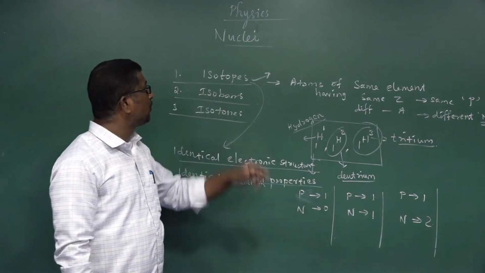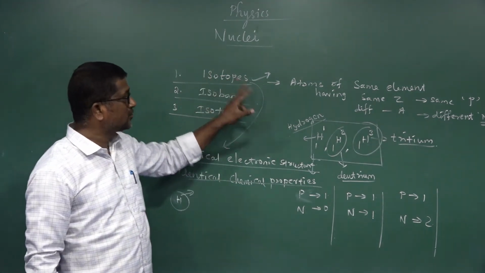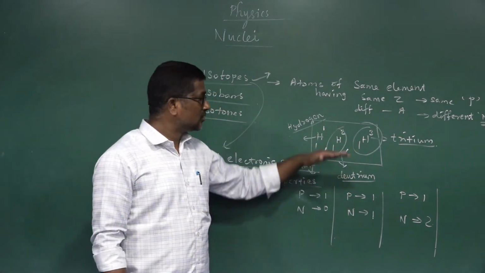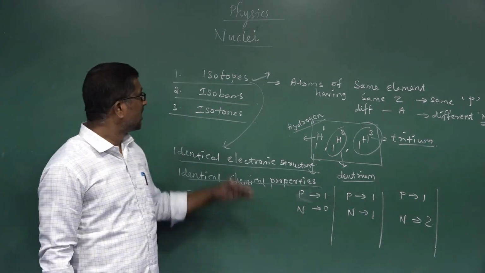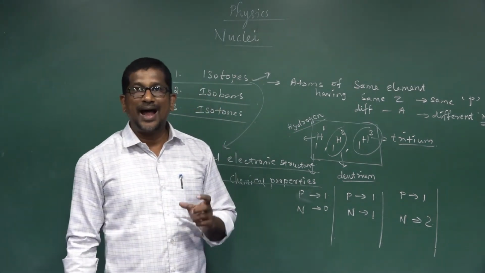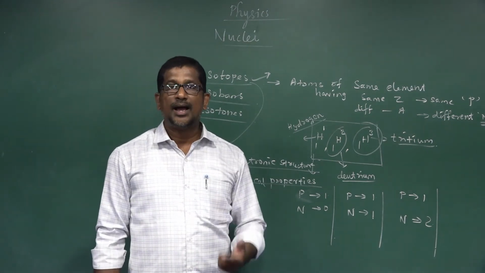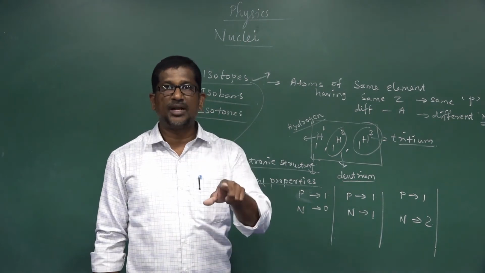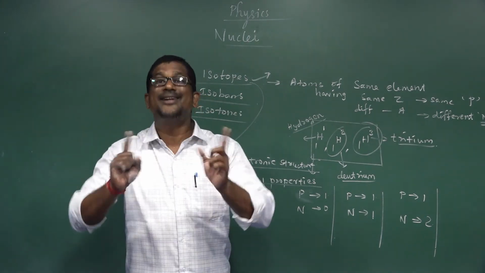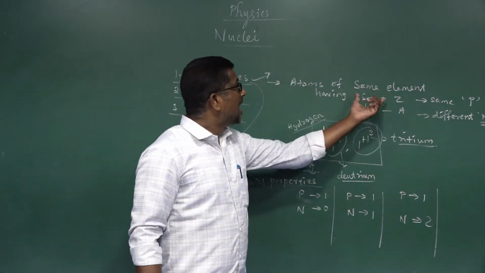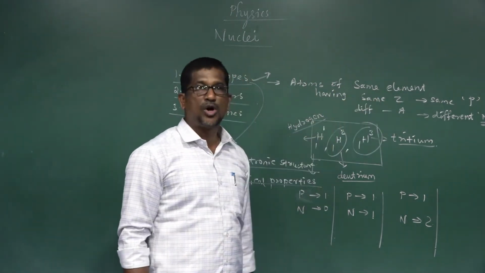And next we go for isobars. One example for isotopes: 1H1, 1H2 and 1H3. So these are isotopes of hydrogen. And next, isobars. Isobars means the atoms of different elements having the same mass number but different atomic number. Isotopes are atoms of the same element having the same atomic number but different mass number.